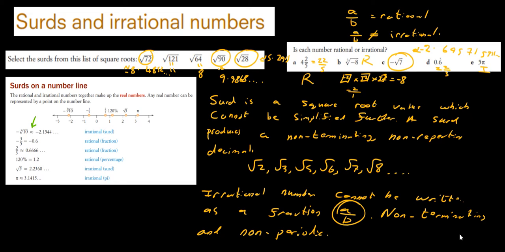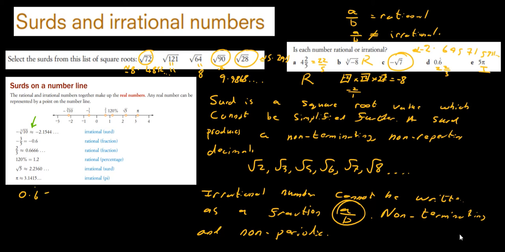Okay, so these surds are real numbers. They can be represented on a number line as shown in the diagram, and we've got some special surds there. Pi is an irrational number. The root of 5 is an irrational number and a surd, and we've got them represented there on a number line.